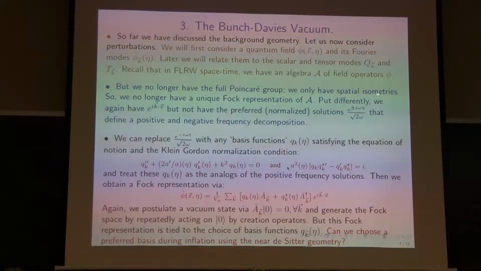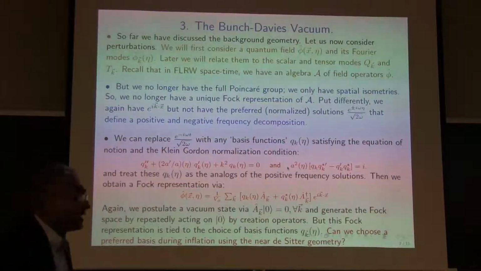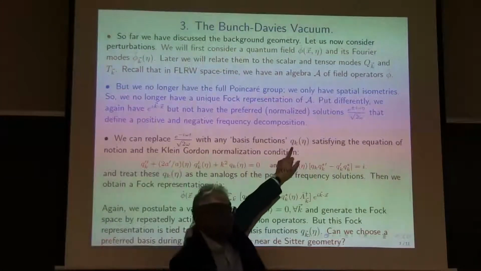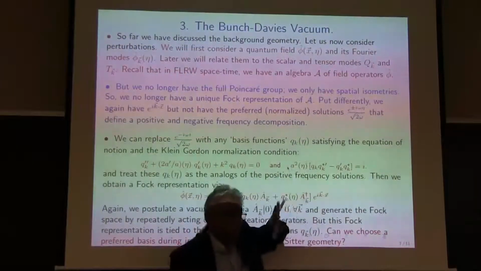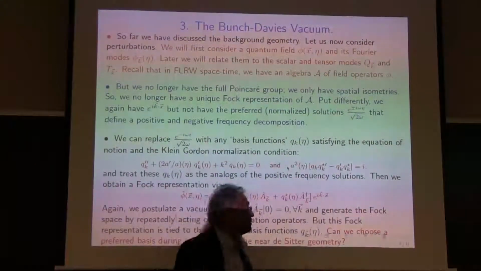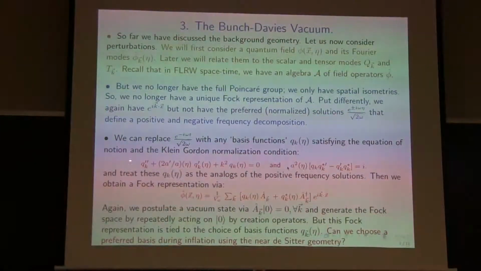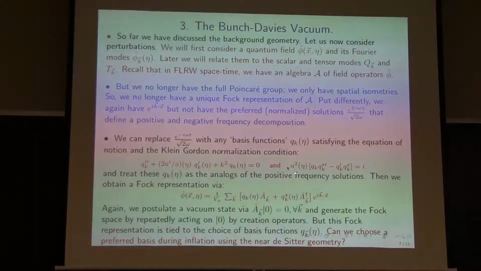And then we are seeing that we do not have Poincare invariance, therefore these basis functions have to be replaced by some other basis function. In place of this, we can use any basis. I'm calling it now QK rather than EK, because I want to relate it to the Mukhanov-Sasaki perturbations. So these are cosmological perturbations rather than abstract perturbations. And then we saw that it should satisfy this equation, and there is a normalization condition it should satisfy.